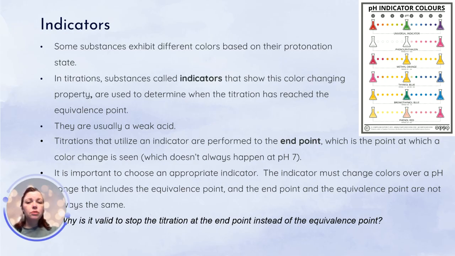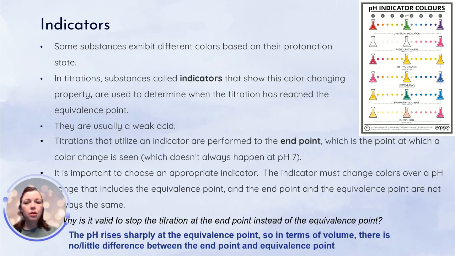It is important to choose an appropriate indicator. The indicator must change colors over a pH range that includes the equivalence point, and the endpoint and the equivalence point are not always the same. So then why is it valid to stop the titration at the endpoint instead of the equivalence point? Well, the pH rises sharply at the equivalence point. You remember that part of the graph where it kind of goes vertical. So in terms of volume, there's little or no difference between the endpoint and the equivalence point.